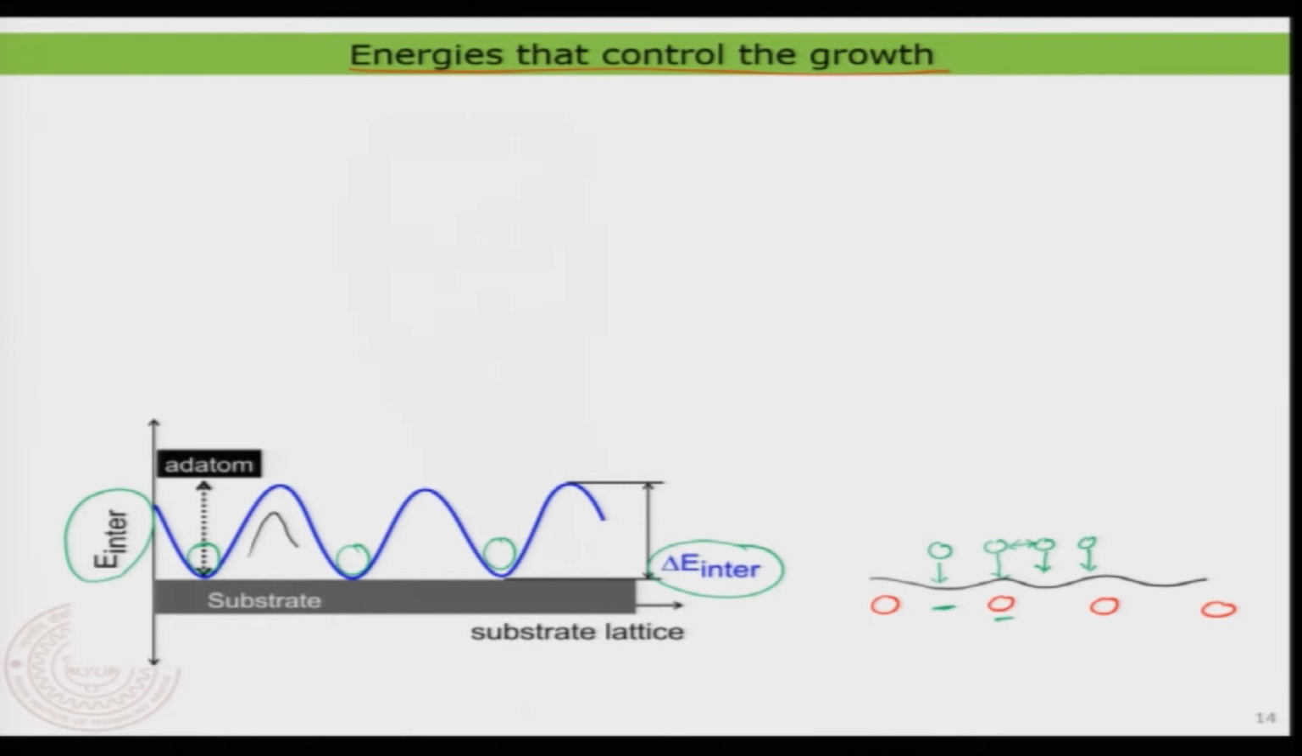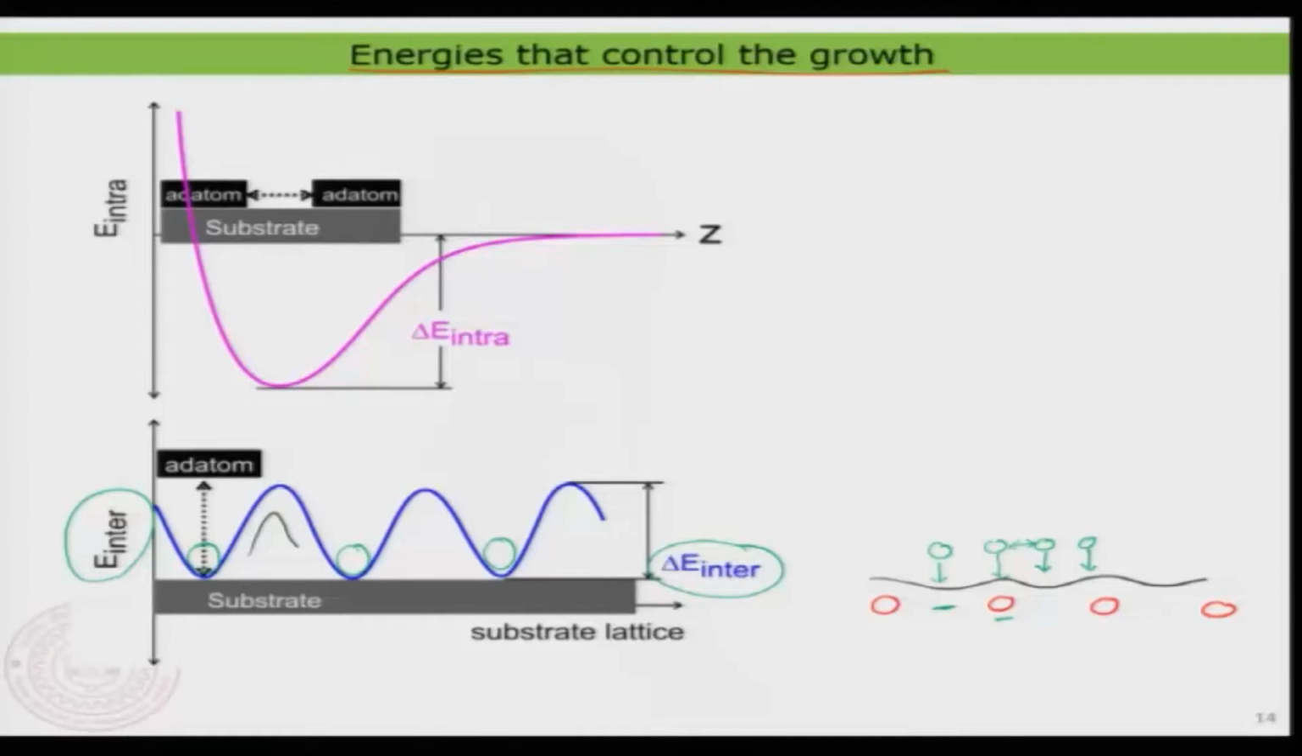Now, the problem is this: the moment you start to increase the coverage, this is the situation at very low coverage. But the moment you increase the coverage, even below one monolayer, in the previous slide you have already seen that you can start to form islands. The island formation already represents that the atoms within the adsorbate layer are also interacting with each other. So, that basically means we now need to understand the inter-adsorbate interaction. That is something we also need to include.